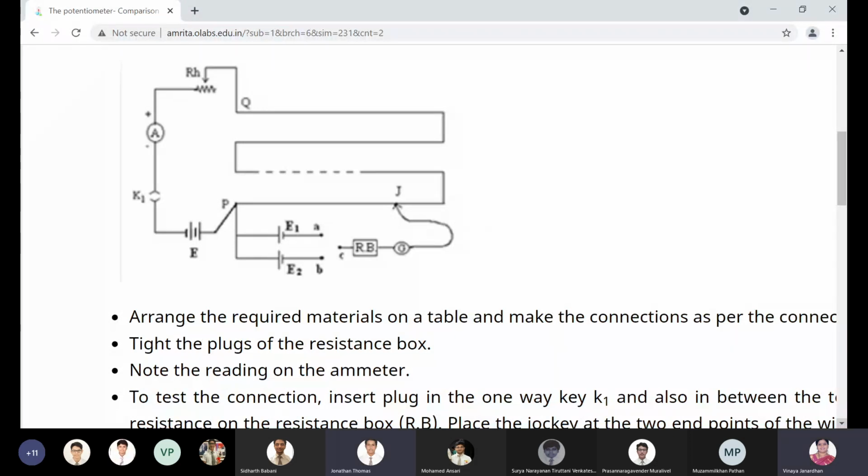Ma'am, the two-way key is the one labeled ABC? Yes, ma'am. One-way key will have two terminals, but two-way key will have three terminals, A, B, and C. If I put a key in the gap between A and C, I'm introducing the cell E1. If I put a key between the gap B and C, I'm including E2 in the circuit.